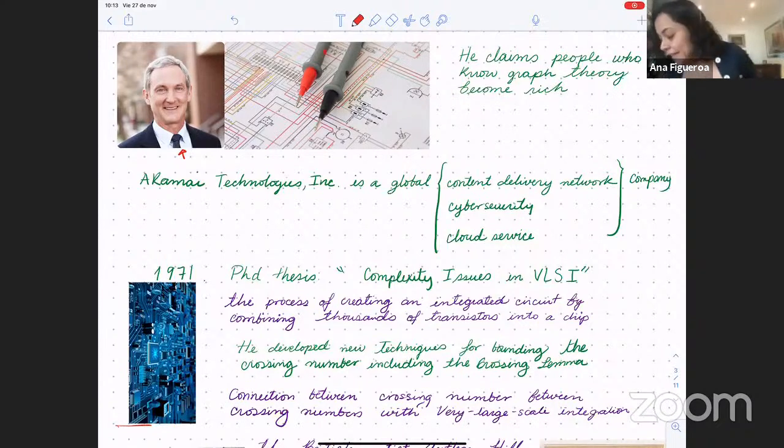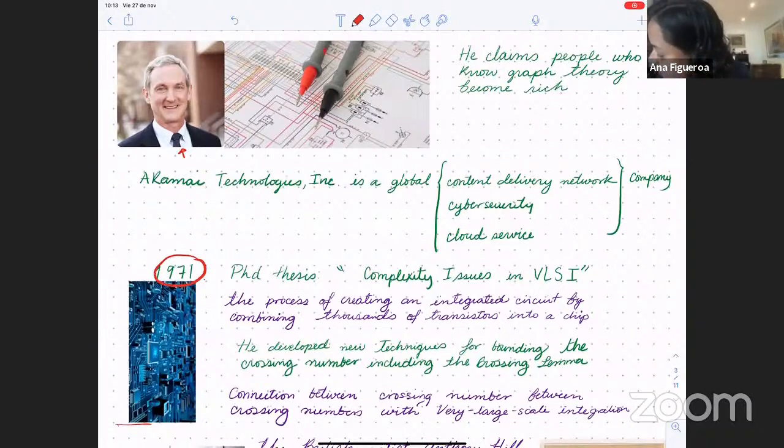Well, in 1971, in his PhD thesis, he studied the complexity issues of the VLSI problem. That is the very large scale integration problem. This is the process of creating an integrated circuit by combining thousands of transistors in a chip. Of course, if you have a lot of crossings in that chip, then the chip is not efficient.